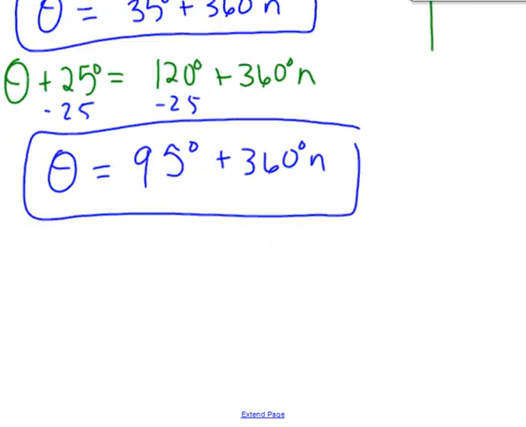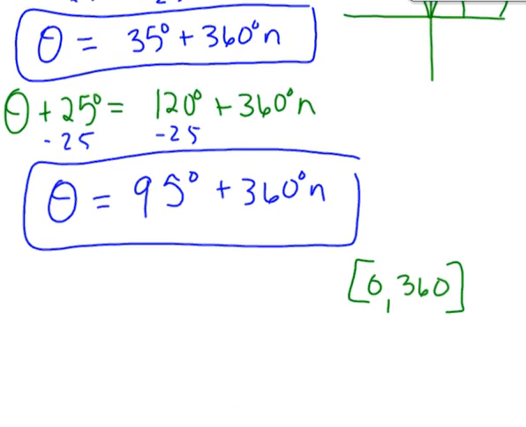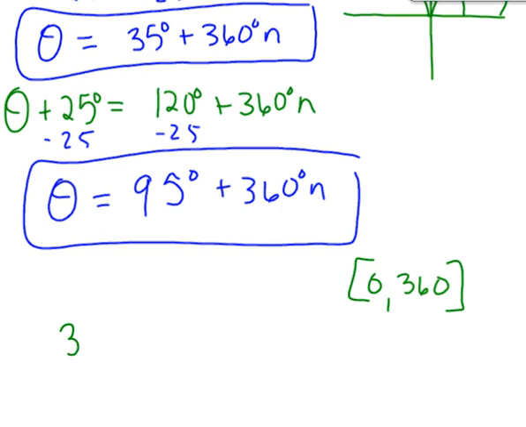A lot of times they tell you to find the first solutions between 0 and 360. We call those particular solutions. So in that case, if I went from 0 to 360, 35 is one of them, right? If you add 360, you're over. And then 95 is the next one.